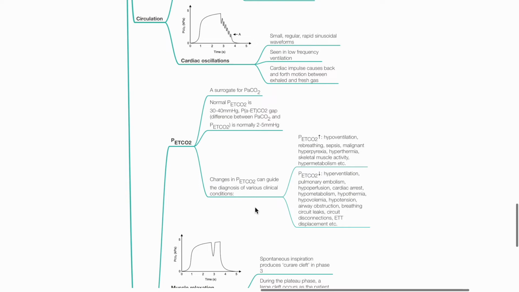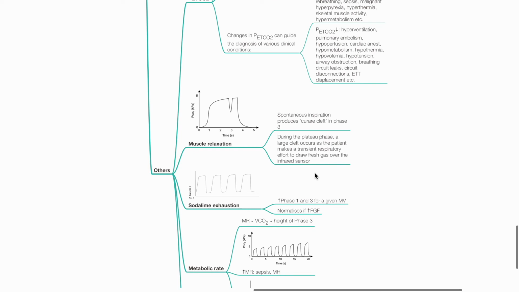Decrease in EtCO2 may be seen in hyperventilation, pulmonary embolism, hypoperfusion, cardiac arrest, hypometabolism, hypothermia, hypovolemia, hypotension, airway obstruction, breathing circuit leaks, circuit disconnections, ETT displacement, etc.